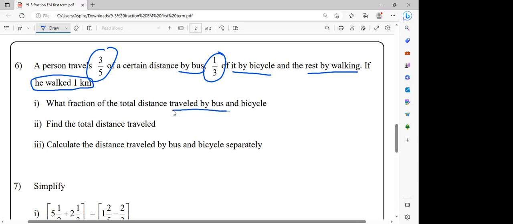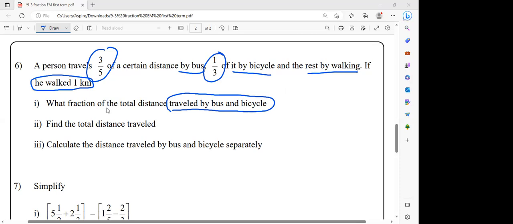Then how do we find this one? කොහොමද අපි මේ කොටස ගන්නෙ? How do we find the total fraction traveled by bus and bicycle? Yes. Can any of you explain this? Yes, Hania. We have to add 3/5 plus 1/3. Yes, we have to add 3/5 and 1/3.